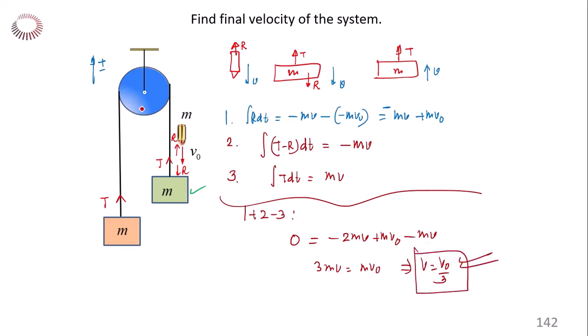So that means the entire system is now moving downward. This block is moving downward with the velocity of v naught by 3, and this block is moving upward with the same speed, v naught by 3. That will be your answer.